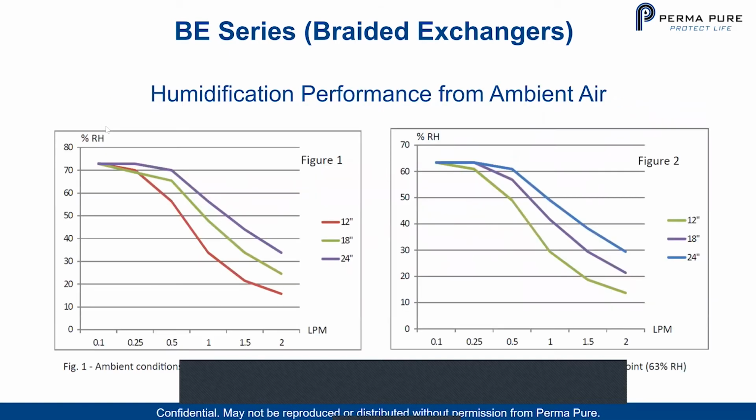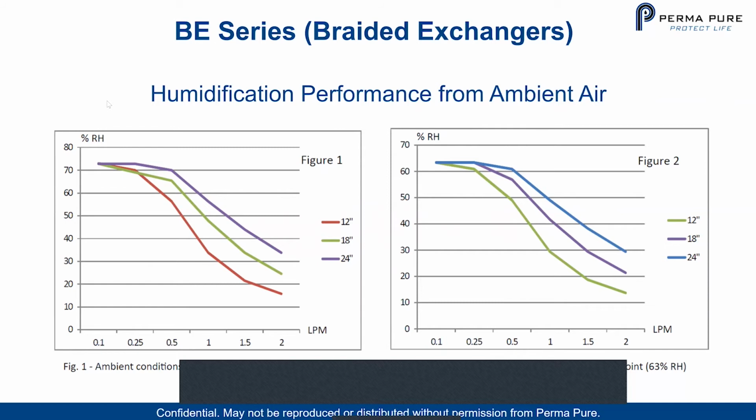And here we have some humidification performance charts for this. It's the first time we've published them, which gives you two conditions that show you how well these products can humidify. So on the left, we're looking at the humidification in ambient conditions of 20 degrees C with a 15-degree dew point, which equates to a 73% relative humidity.